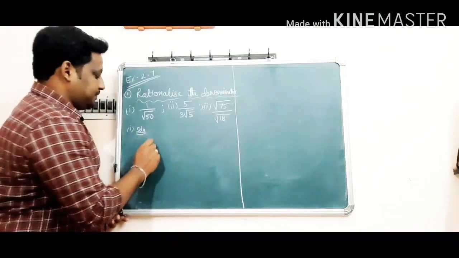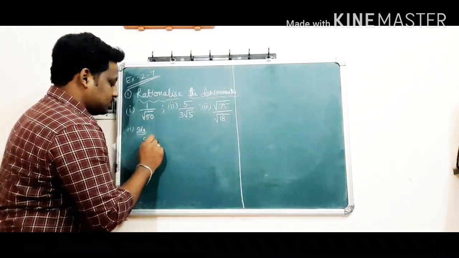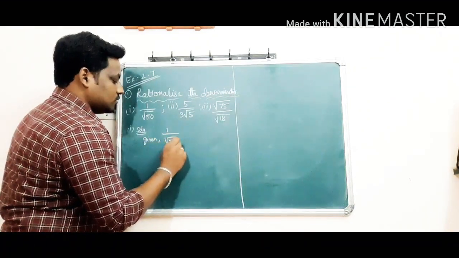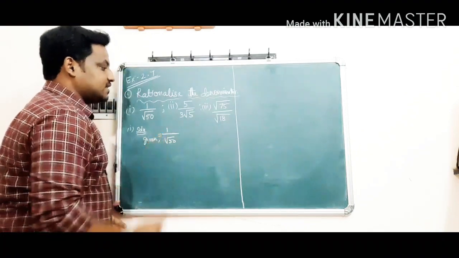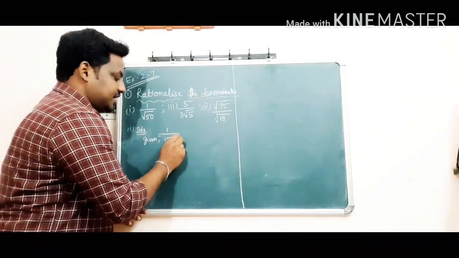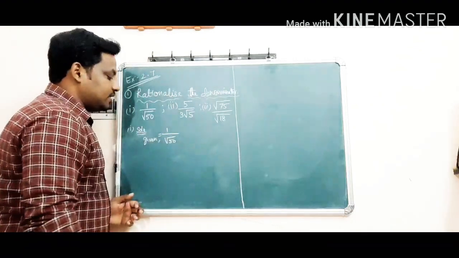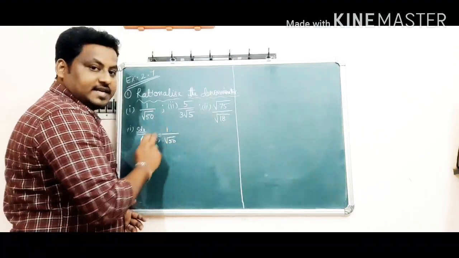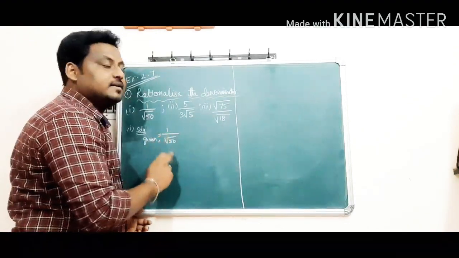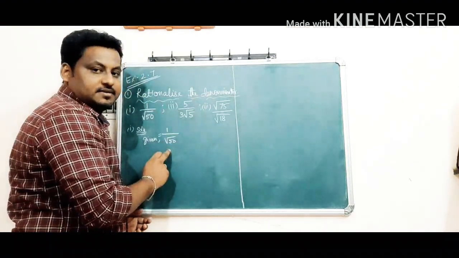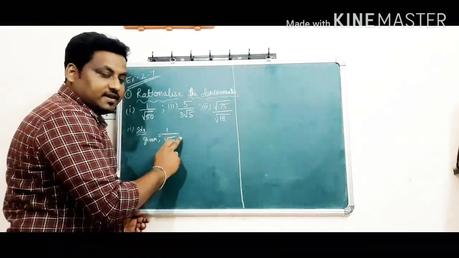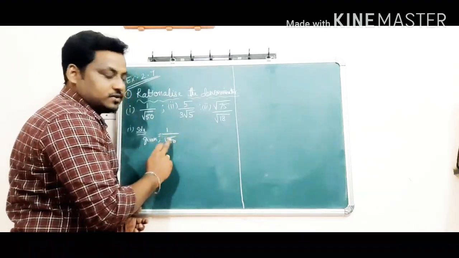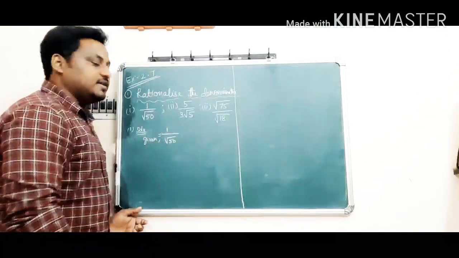1 by root 50. So given 1 by root 50. Rationalizing the denominator means here the denominator number is in the form of square root of 50. So we have to change the denominator as an integer. So here the number is given as a root value, so you have to change the denominator, so you have to cancel the root. That is what rationalizing the denominator is.